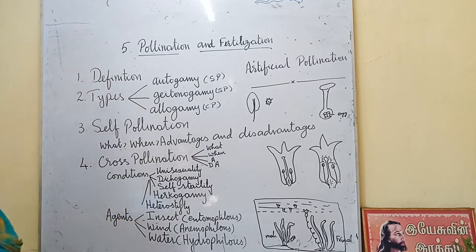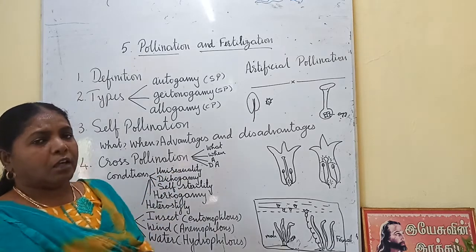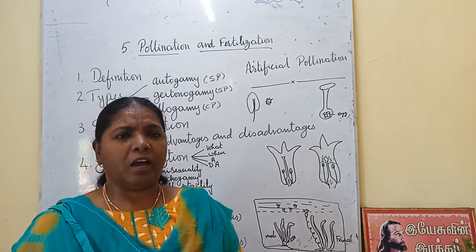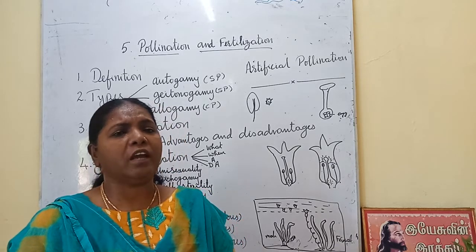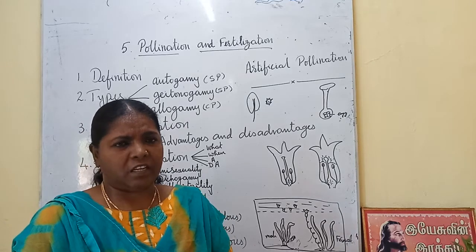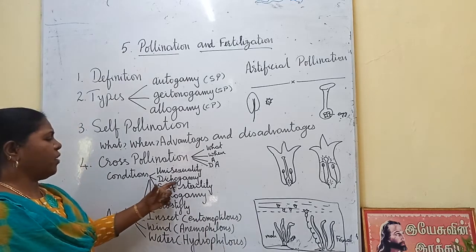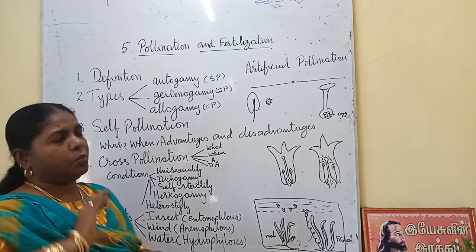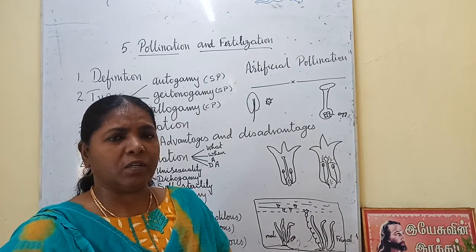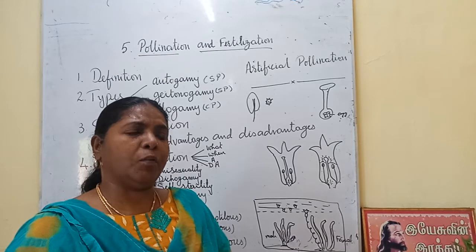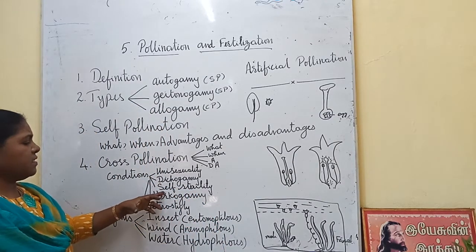Now, conditions for cross-pollination. Unisexuality: if the flowers have separate male and female flowers, fertilization can occur only through cross-pollination, to undergo sexual reproduction. Then dichogamy: the anther is matured at one stage, and the development of the gynoecium is later. Then self-sterility.